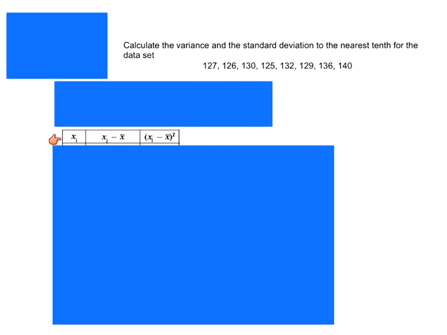I want you to make a chart on your paper that looks like this one. And anytime they're telling you to calculate variance and standard deviation, this is the chart that I want on your paper. So do 3 columns. We want an x sub i column, an x sub i minus x with the line over it, and then an x sub i minus x with the line over it squared. So let me give you a minute. Make this little chart on your paper. And just give me a smiley face when you're ready.